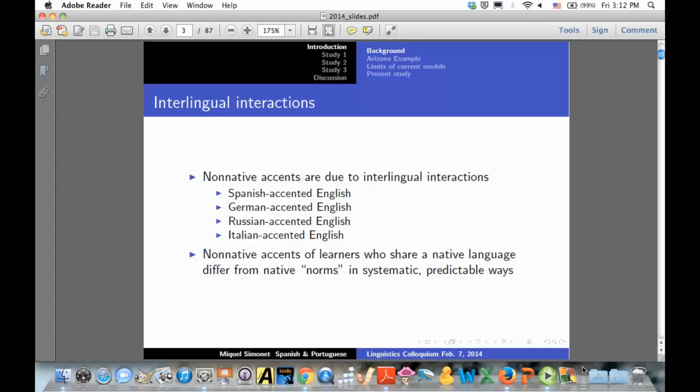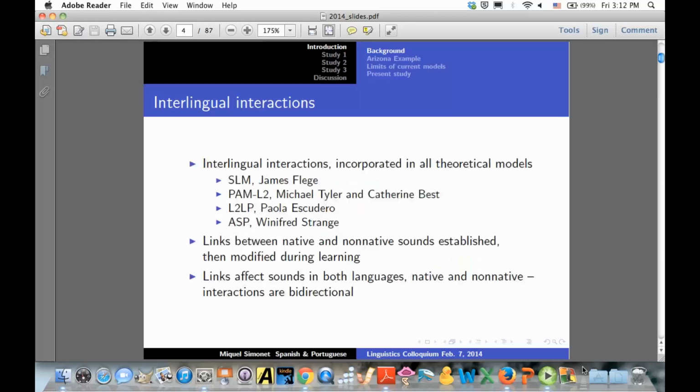At some point in the past, researchers were more likely to do research on what was not predictable from native language experience, but most of it is. So in my opinion, it makes more sense that we do research on this first, and then we'll do other things. But that's my opinion. The fact that interlingual phonetic interactions exist, and they are obvious, and we notice them, has been incorporated in all theoretical models on second language speech learning and bilingual phonetics, such as the SLM, PAM-L2, L2LP, ASP. They all have ways of dealing with this.